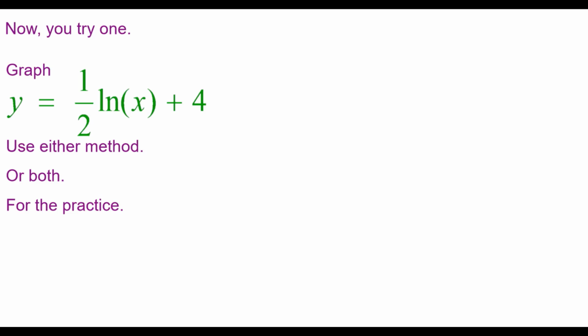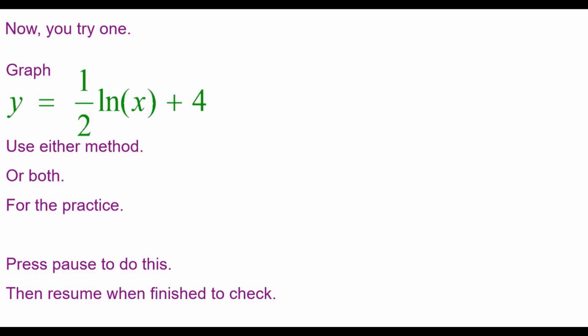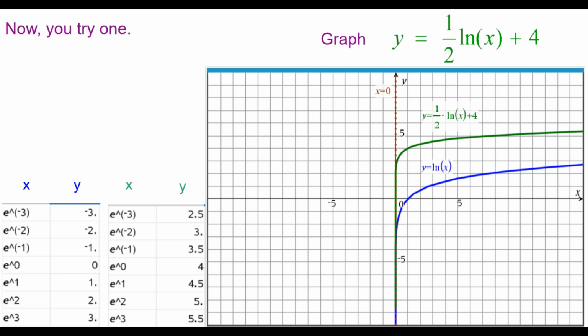Now you try one. Graph y equals 1/2 times the natural log of x plus 4. Use either method or both for the practice. Press pause to do this and resume when you're finished to check. And here's your answer in green, and I've included a table in green and also the parent function.